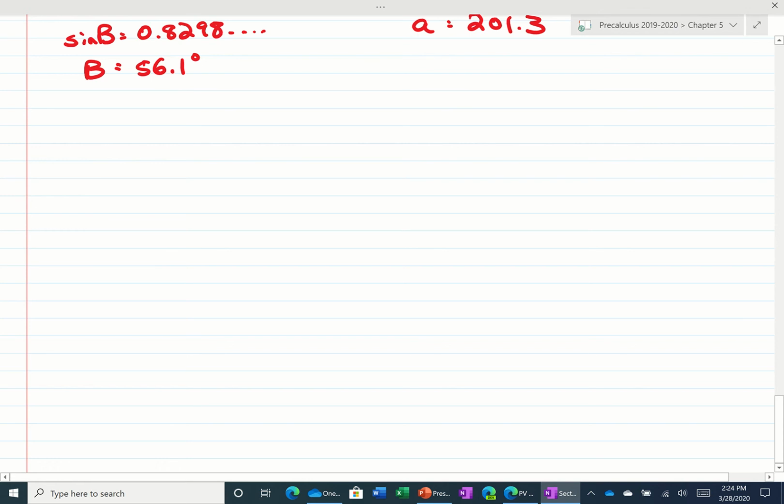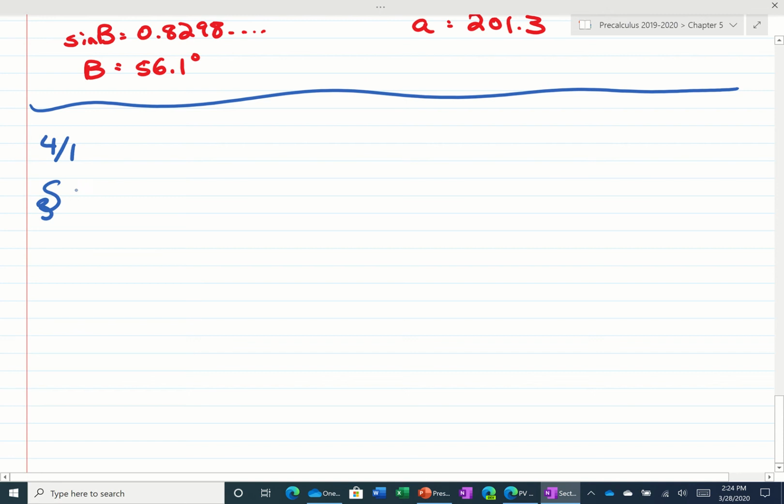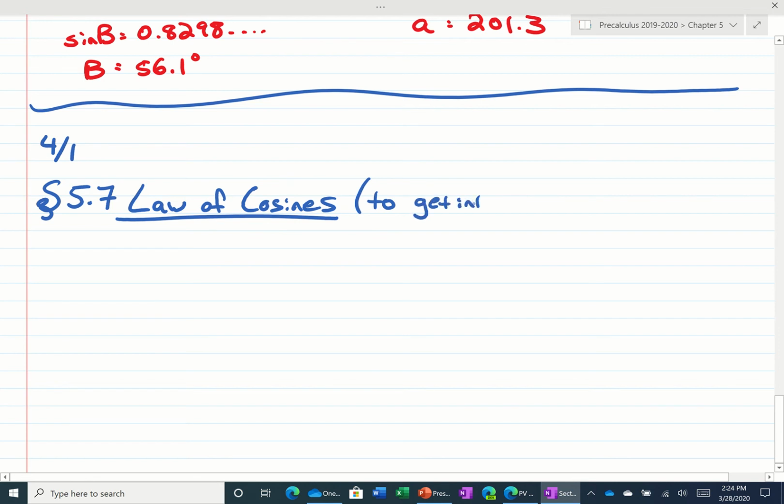So today is the 1st. Just be careful for any April Fools' pranks. Sections 5-7, we're going to be talking about the law of cosines again. And remember, we use law of cosines to get into the law of sines.